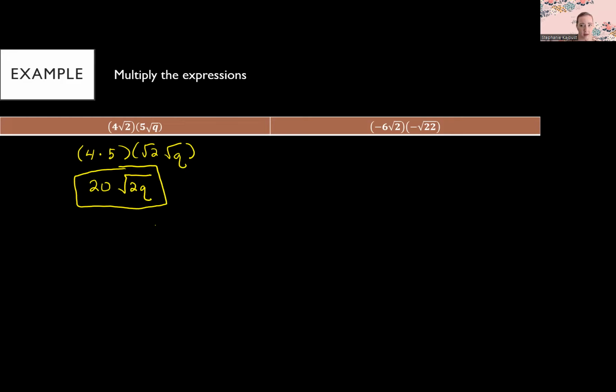So the problem on the right is very similar. Now we don't have a variable here, but that's totally fine. It's the same process. So I've got -6 times the square root of 2, and then a negative times the square root of 22. That negative is basically a -1 times the square root of 22. So we're going to rearrange this one as well. So it's going to be -6 times -1, and then the square root of 2 times the square root of 22. So -6 times -1 is 6. And then we multiply our square roots. 2 times 22 is 44.